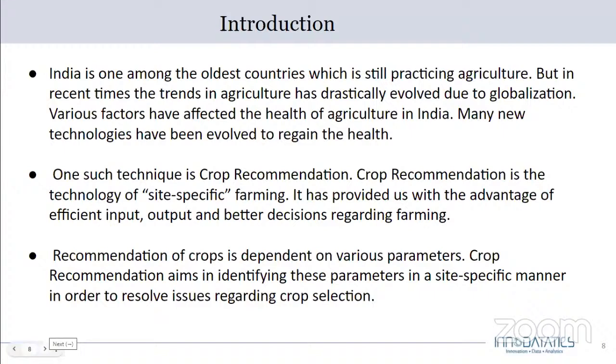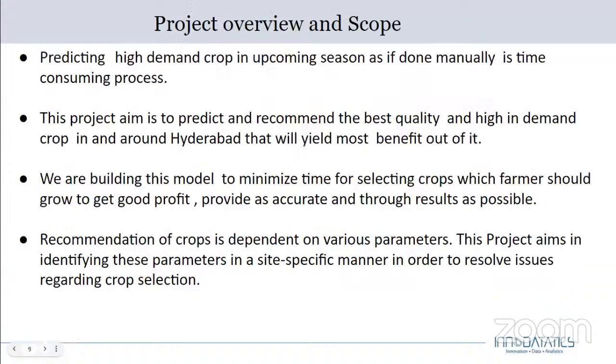Precision agriculture is a modern farming technique that uses research data of soil characteristics, soil types, crop yield, and data collection, and makes suggestions to a farmer. The main aim of crop recommendation is to identify these parameters and recommend a suitable crop at a specific time. Next slide.